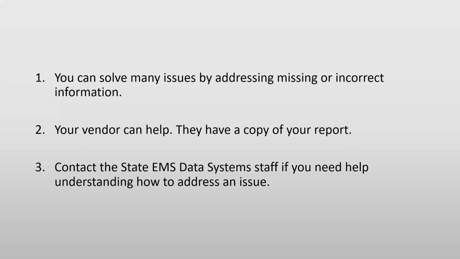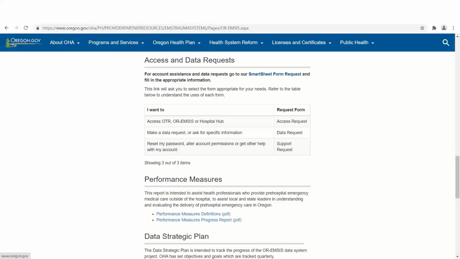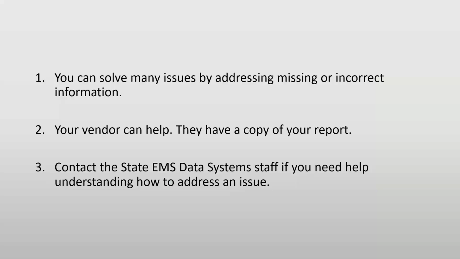And finally, you can contact the state EMS data systems staff, and they'll be happy to help you understand how to address issues in your data quality assessment. Back on the Oregon EMS data website, if you scroll down the page, just above the performance measures section, you'll see a section called Access and Data Requests. And there is a link to a form request there that you can use for submitting support requests to the state. So if you have any questions on your data quality assessment, feel free to use that request form to submit your question, and state staff will get in touch with you to answer those questions.